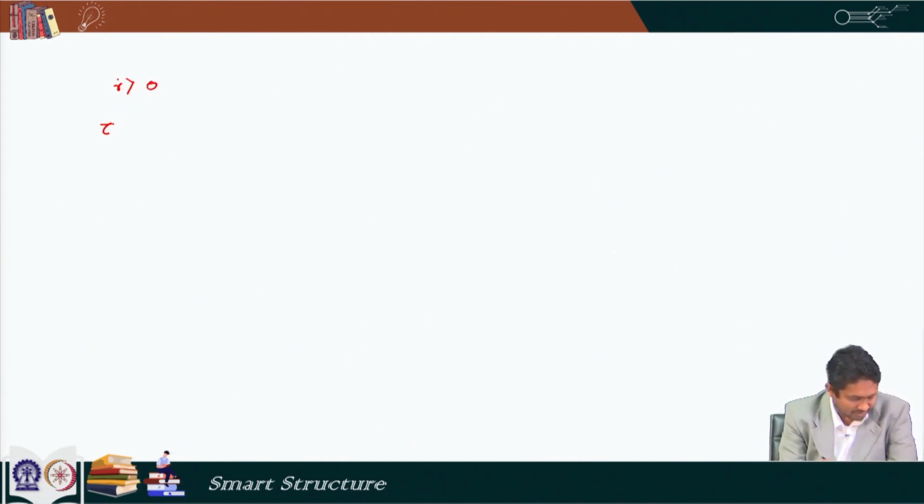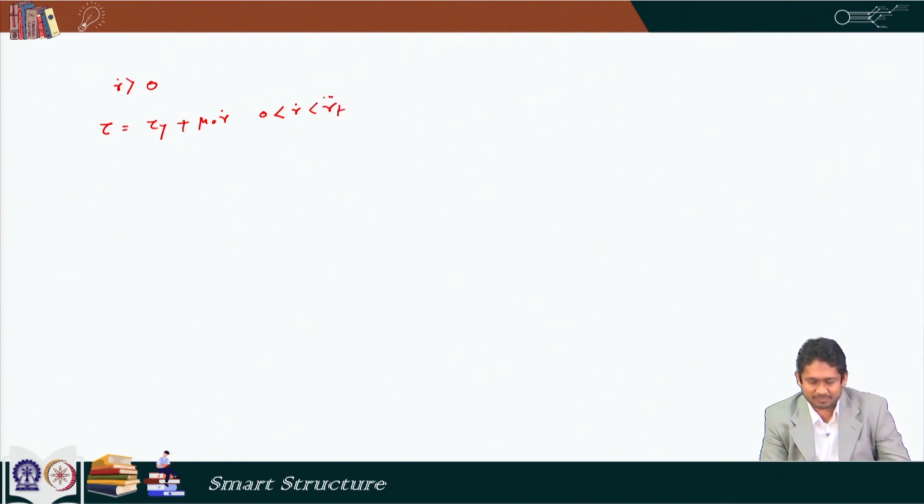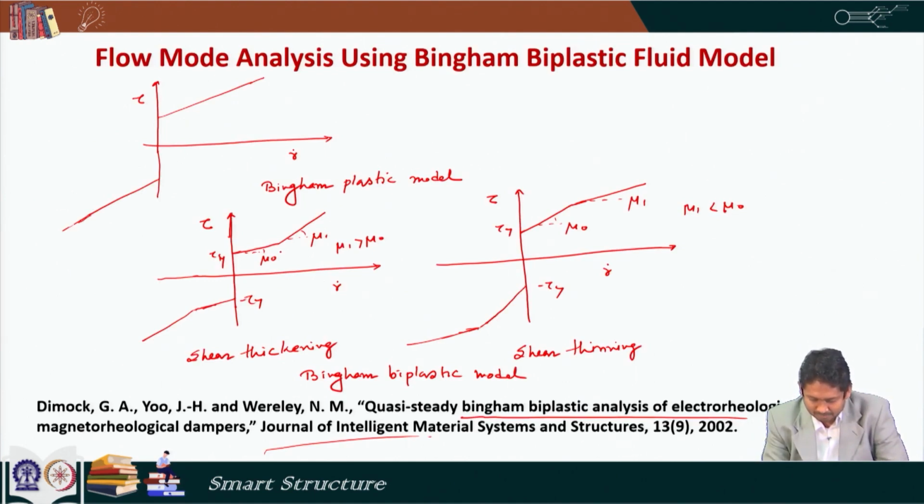Now, we have to look at the equations, how to write this entire thing in the form of equation. Now, when we have gamma dot greater than 0, which means the flow velocity gradient is positive, we have tau equal to tau y plus mu 0 gamma dot, given that gamma dot lies between 0 and gamma t dot. Now, gamma t dot is the strain rate at which the slope change occurs. So, that is denoted as gamma t dot.